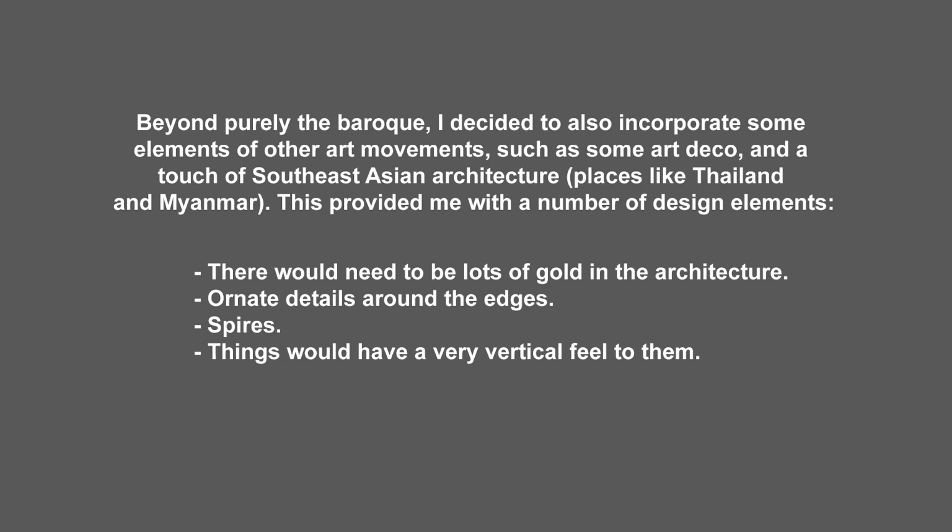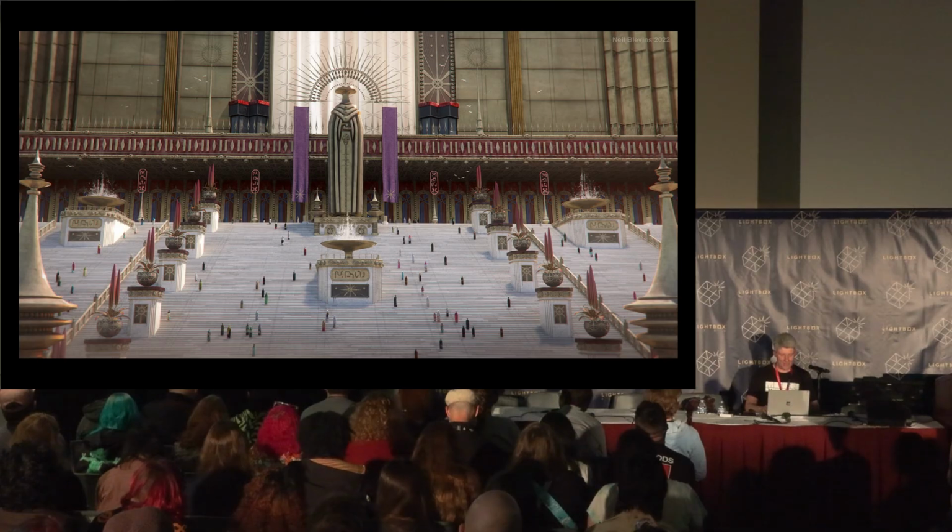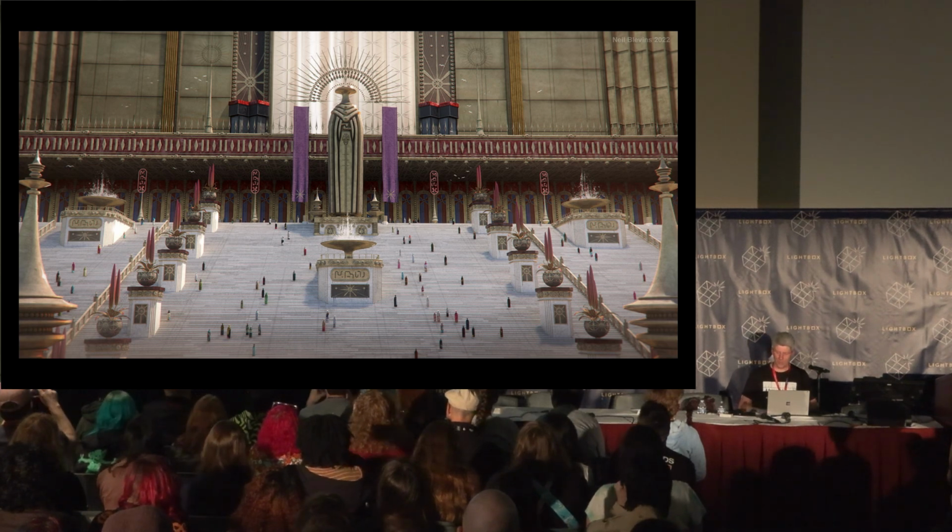And so beyond the purely Baroque, I decided to also incorporate some elements of other art movements. So I took a little Art Deco, which is another movement you can look up, and a little touch of Southeast Asian architecture, places like Thailand and Myanmar, and it provided me some design elements. So for example, lots of gold in the architecture, ornate detail around the edges, spires, and everything feeling very vertical. And then this is the painting that I ended up giving him, incorporating all of those different elements together.